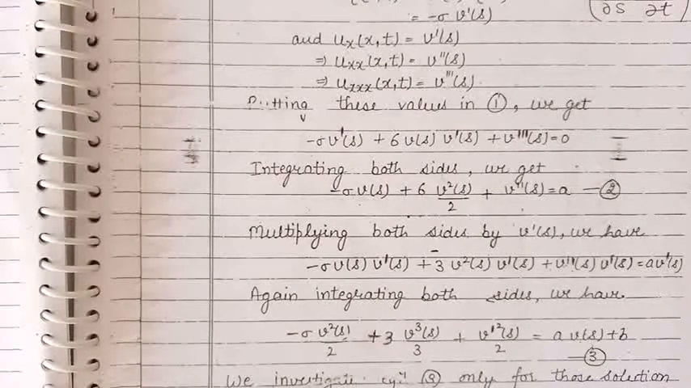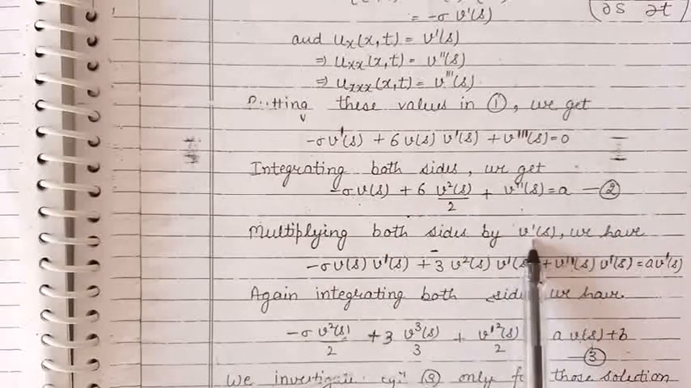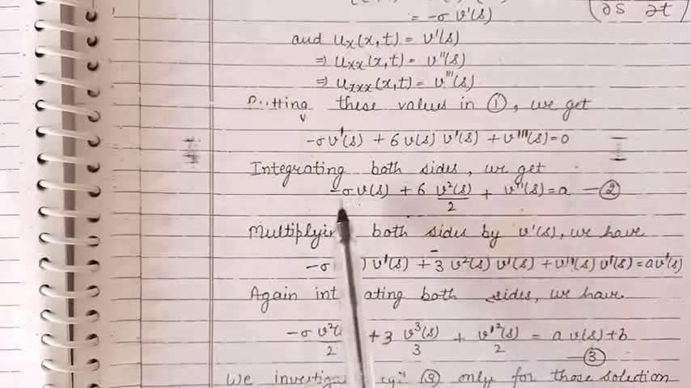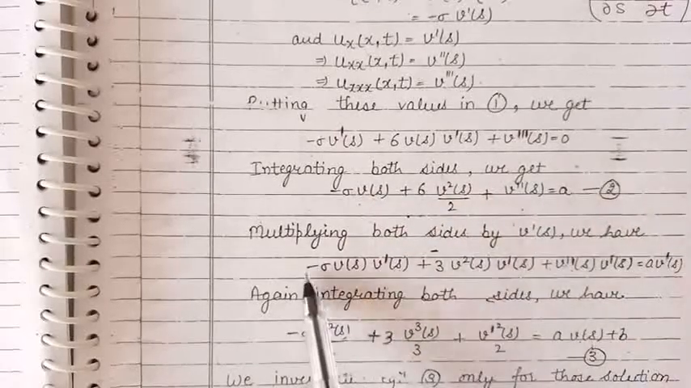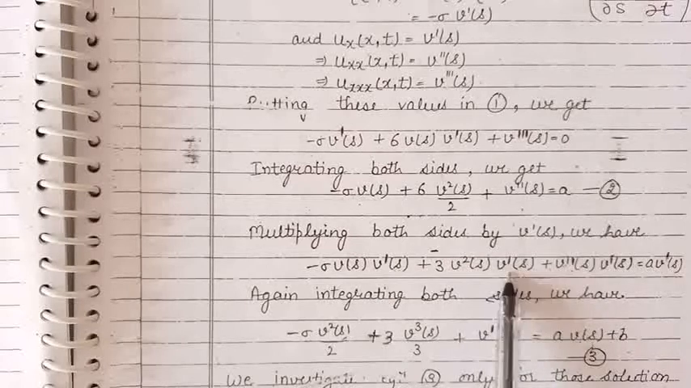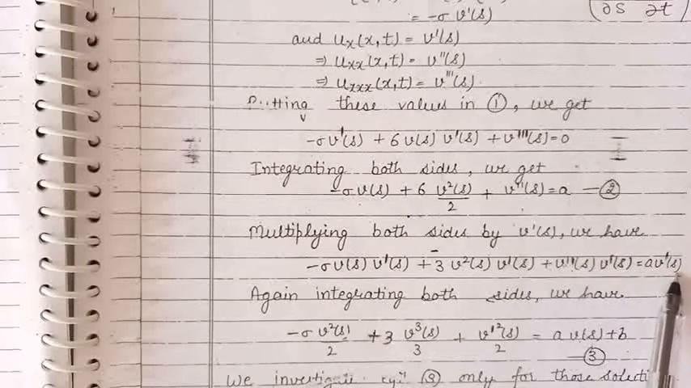So to convert it into the integrable form, let us multiply both sides by v dash. V dash means derivative of v with respect to s. So when we multiply by v dash on both sides, this will become minus sigma v dash plus 3 v square v dash plus v double dash into v dash is equal to a into v dash.